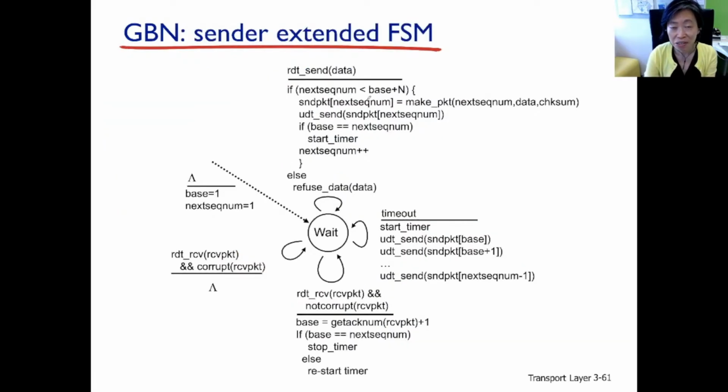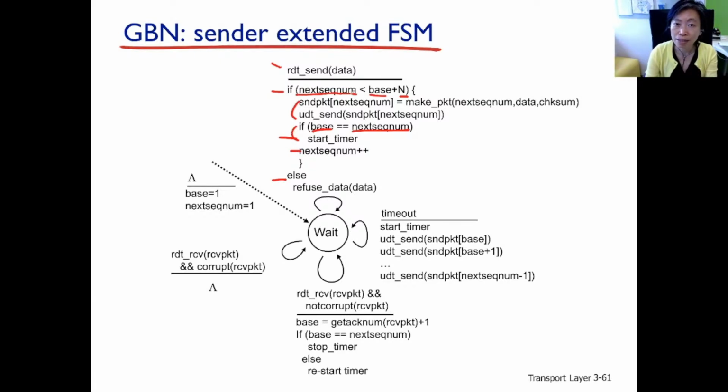And real quick, the sender side of Go-Back-N is this. If we get a call from above, we check whether the next sequence number is within the sending window, which is base plus N. If it is, then we generate the packet and send it out. Then we check whether we should start a timer. The condition to start the timer is if the next sequence number equals the base, and then we increment the next sequence number. So check whether the next sequence number is within the sending window. If so, generate the packet and send it out. Check whether we should start the timer, that is, whether nextseqnum equals the base, and then increment the next sequence number.